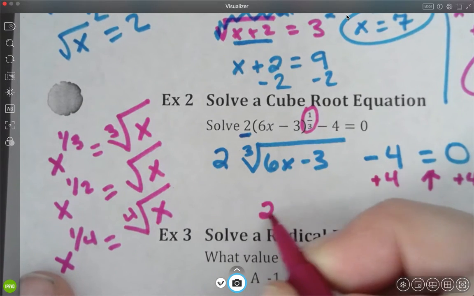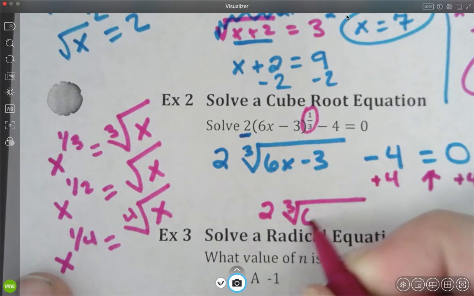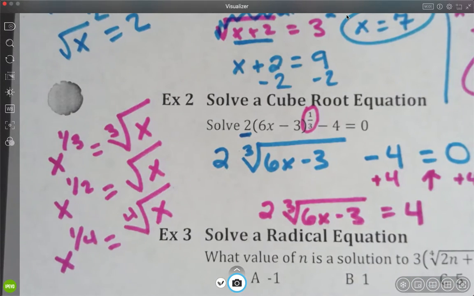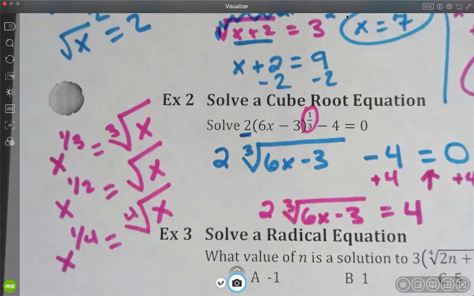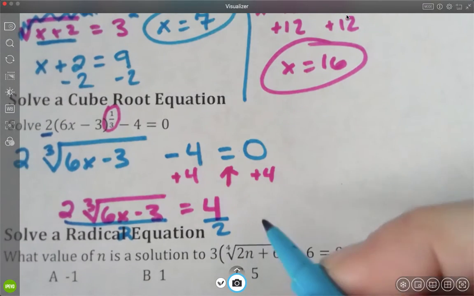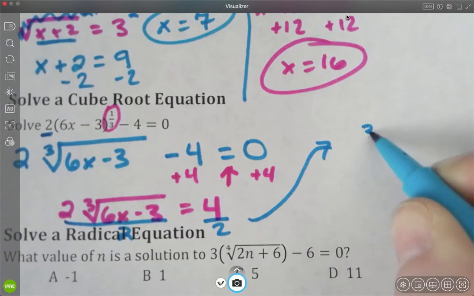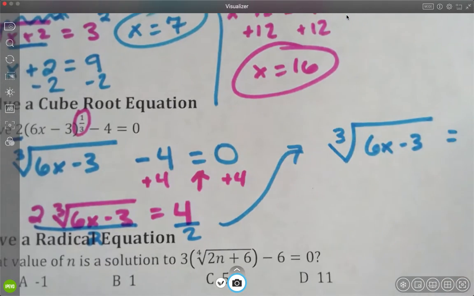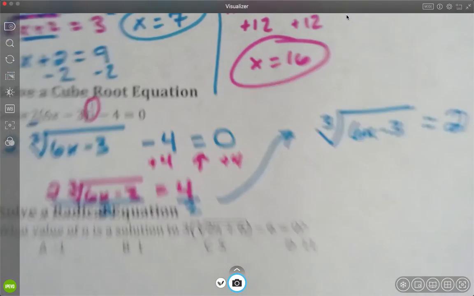So I've got 2 cubic root 6x minus 3, if you write out all your work, equals 4. Okay, is he by himself? Still no. Divide by 2. Oh, I'm running out of room. Divide by 2, divide by 2. Okay, so I'm going to put him over here. The cubic root of 6x minus 3 equals 2, because 4 divided by 2 is 2.